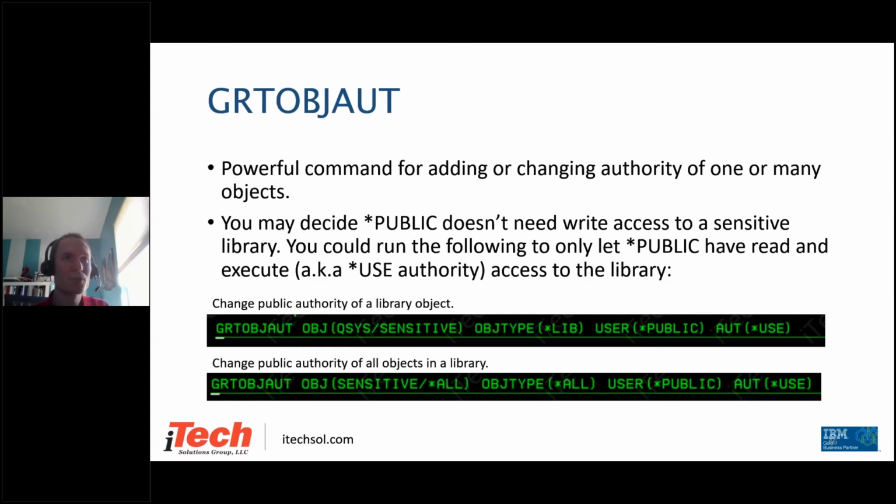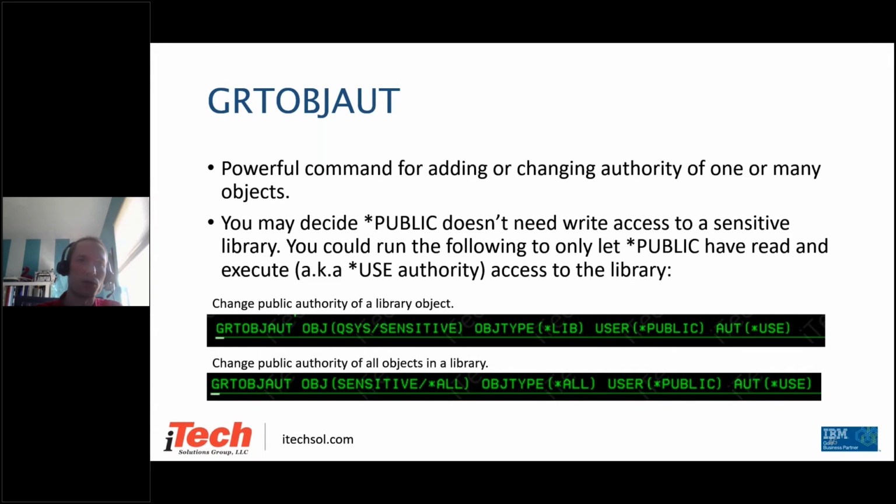Grant object authority. So this is a powerful command for adding or changing authority to one or many objects. So an example of this is you may decide that public doesn't need write access to a sensitive library. So you could run the following to only let public have read and execute, also known as use authority, access to the library. So to change the public authority on a library object, there's an example CL right there. It's going to say the object's sensitive is the name of the library, and tell it to have public only use authority of only read and execute, so no writing to it.